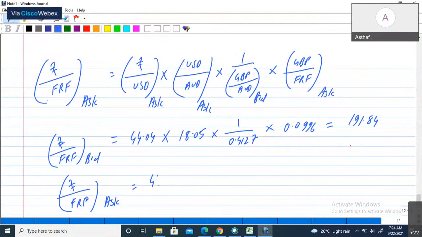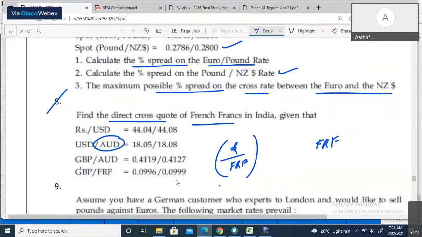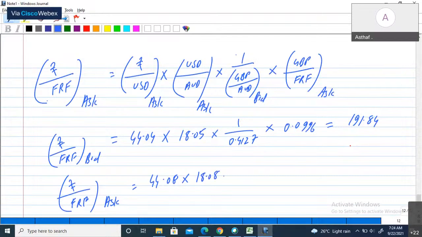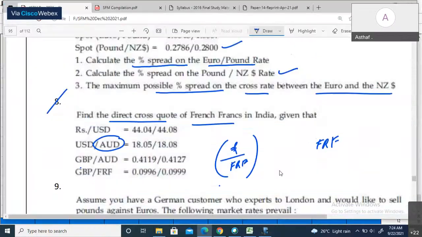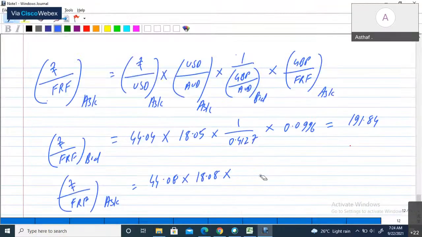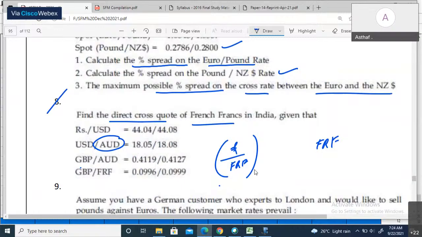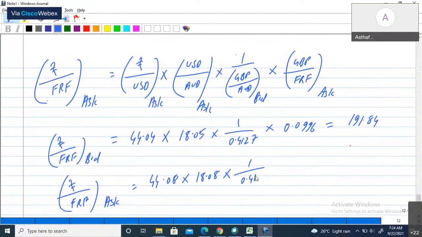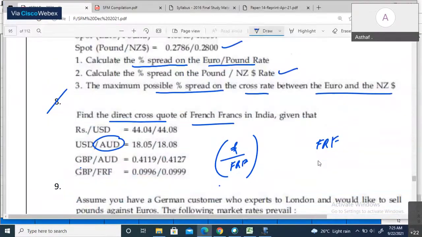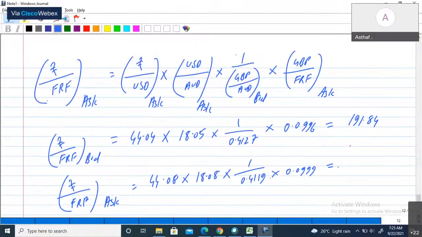Now how will it be? 44.08, 44.08, 0.4170. Here you have that. So 1 divided by 0.4119 into, finally, 0.9. What is the answer, my dear? What is the answer?